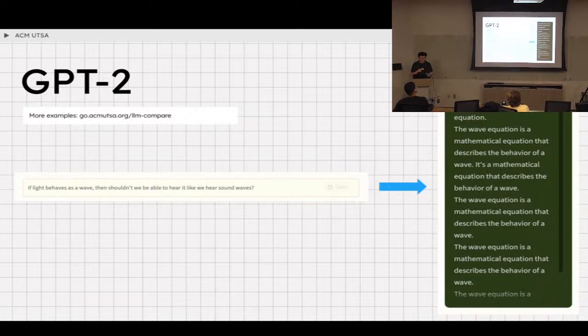But as an example, we have this: if light behaves as a wave, then shouldn't we be able to hear it like sound waves? Which is a pretty easy question, but GPT-2 loses the plot on it. It says the answer to this question is more complicated than we think, and then it starts just repeating the text, "The wave equation is a mathematical equation that describes the behavior of a wave," a bunch of times before giving up.